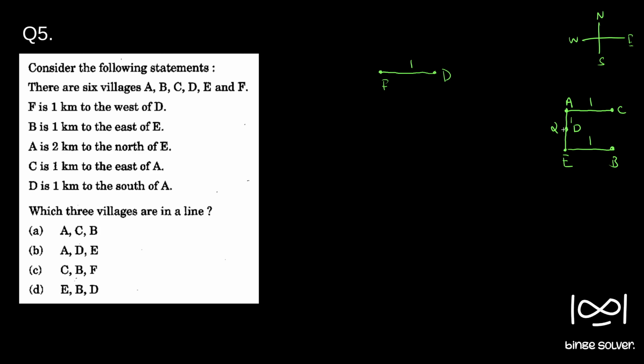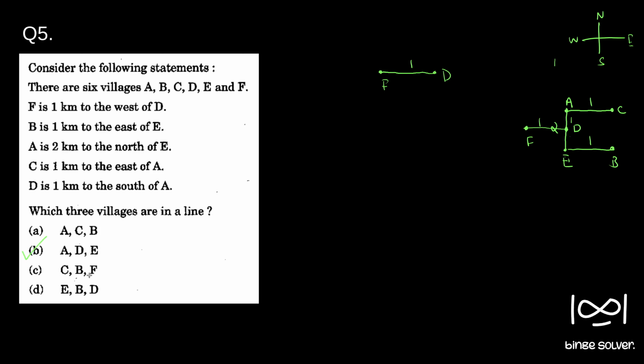Since F is 1 kilometer, we can just mark F also here. This is F, 1 kilometer. So in a line, if you see ACB, okay, ACB is not in a line. ADE is in a line. This line, okay. So the correct answer is B, ADE.